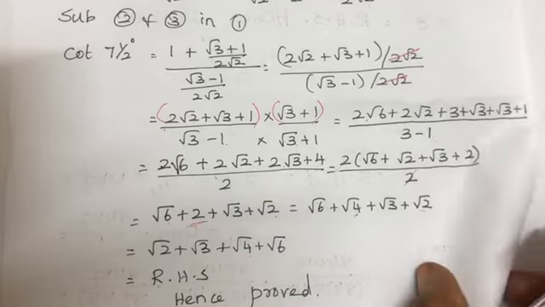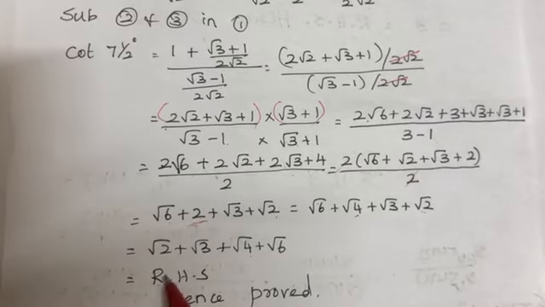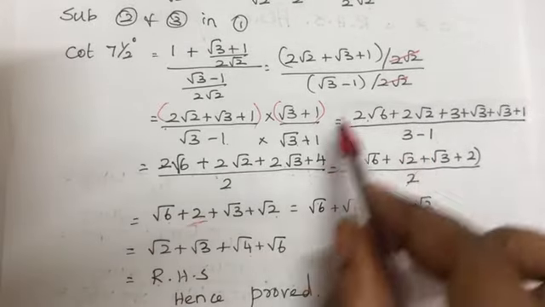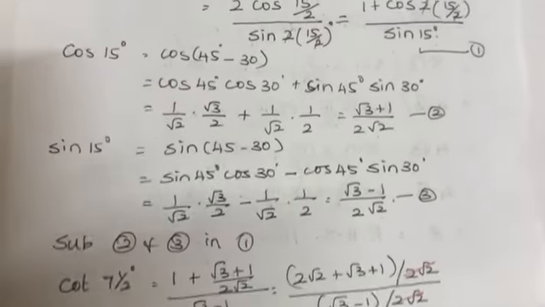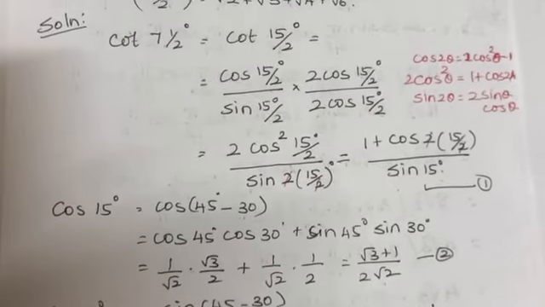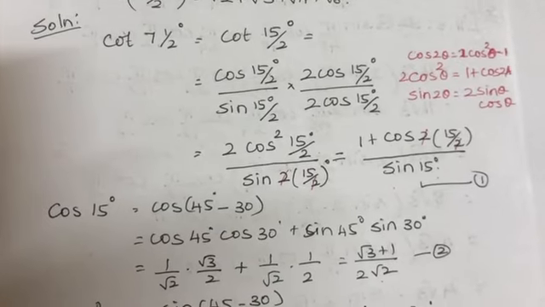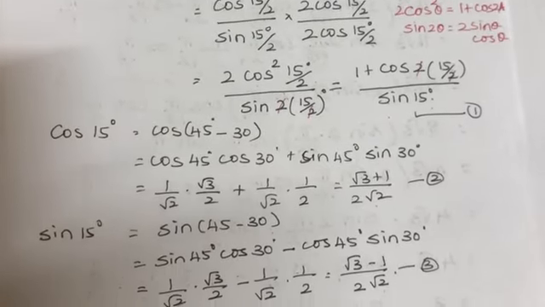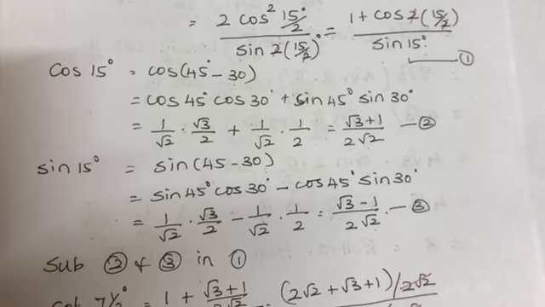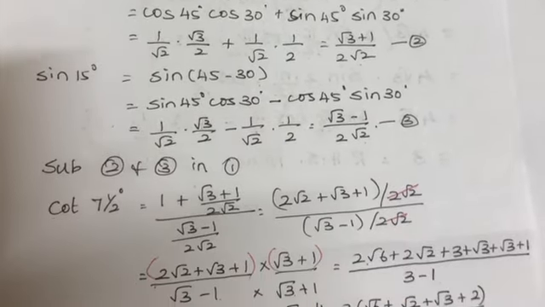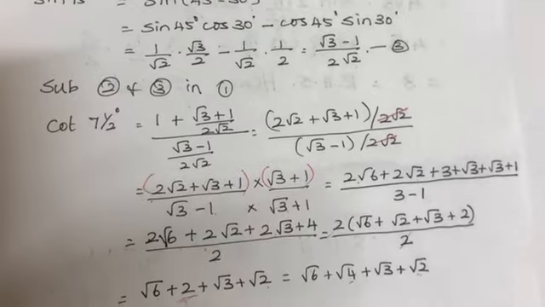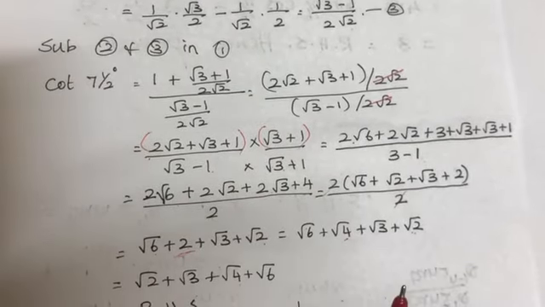It is just a simplification. But in order to bring it into this form, we are doing some alterations. First, we are using the two identities and changing cot, and then finding the value of cos 15 and sin 15, and then substituting these two values and doing some calculations. Then we will get the right hand side expression.